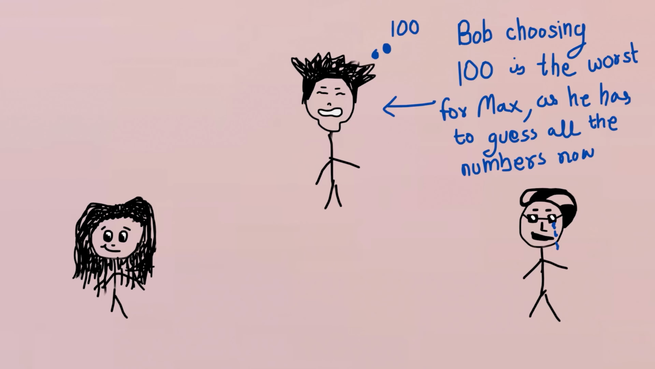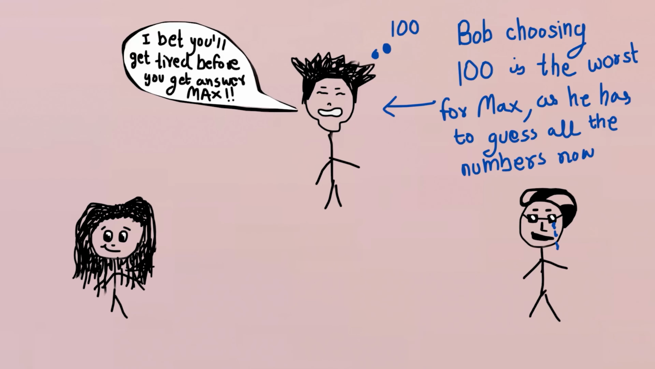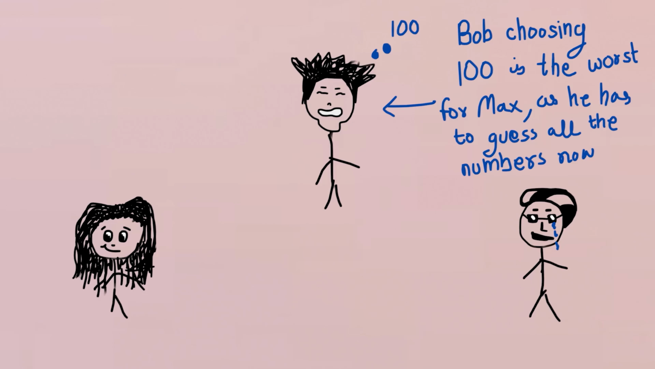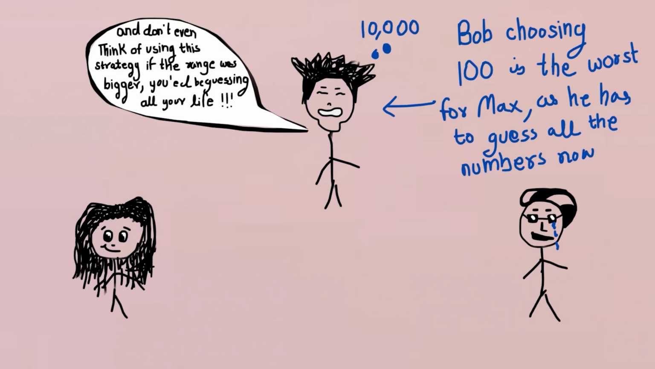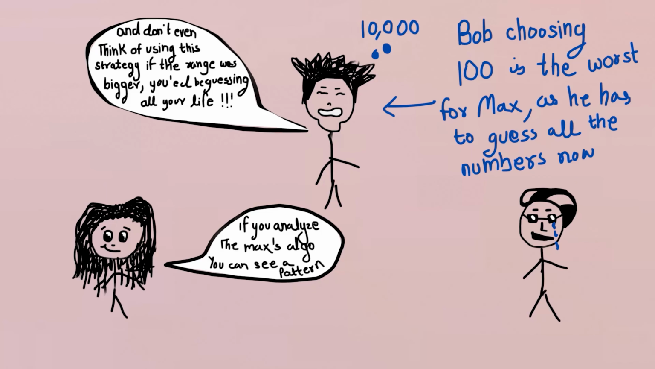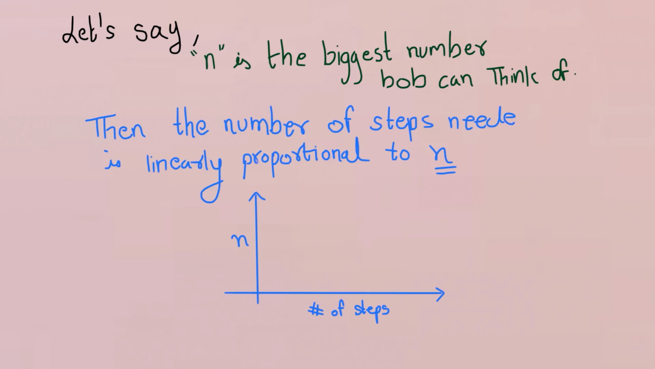Coming to our example, the worst case scenario for Max's algorithm is when Bob chooses a number that is the last. If he was choosing a number between 1 and 100 and he chose 100, Max would have to make 100 guesses. If he chose a number that is 5,000 or 10,000, he will have to make that many guesses. So as you can see, there's a pattern emerging here. Max's algorithm is linearly proportional to the highest possible number.